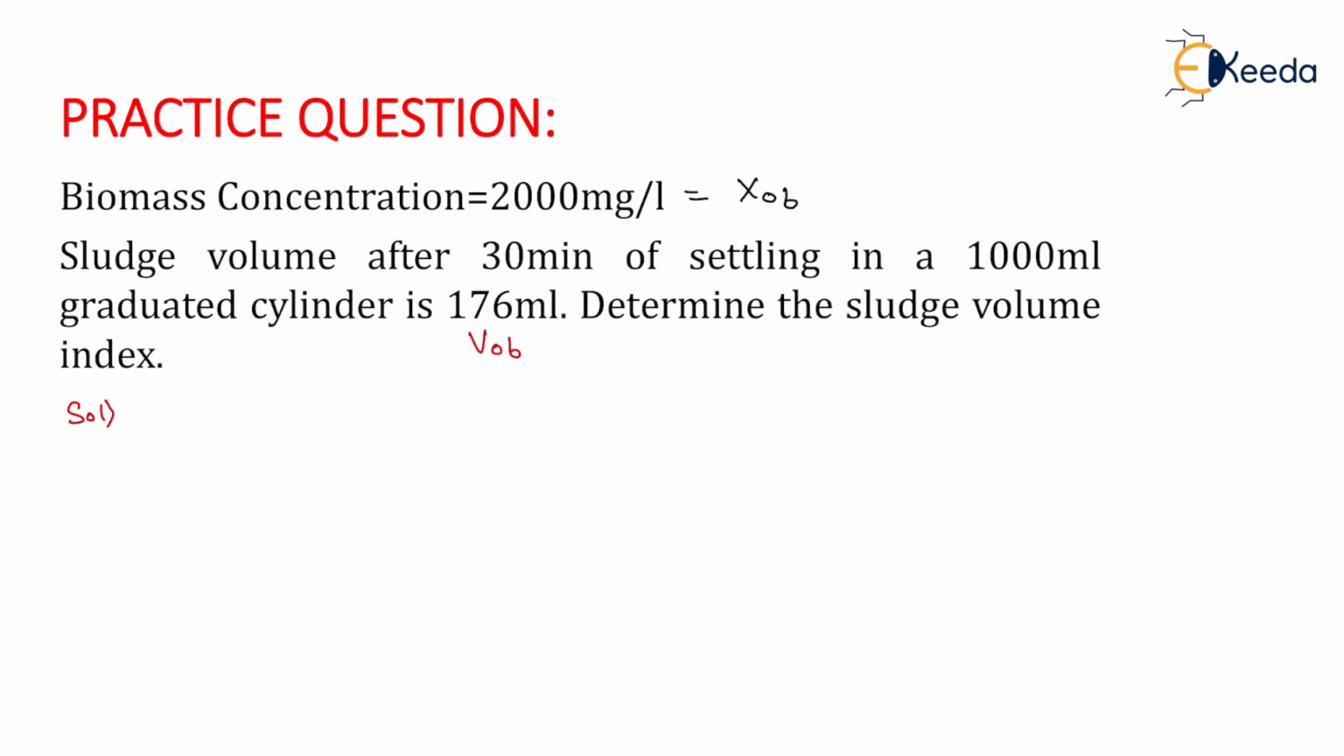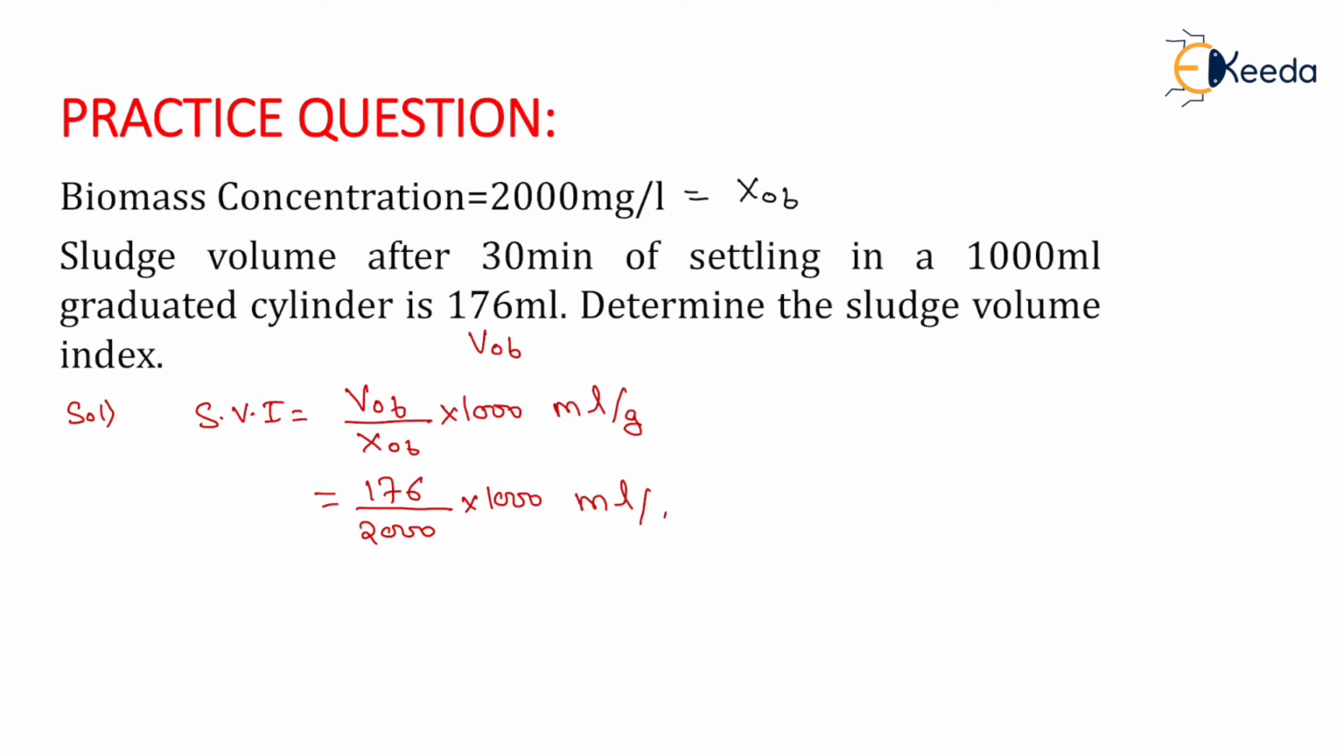Now for the calculation of SVI, we know the formula that it will be the ratio of VOB upon XOB into 1000, and the value will come out in milliliter per gram. Now we know the value of VOB, which is equal to 176 ml. The XOB value is given as 2000 milligram per liter. For the conversion of milligram into gram, we need to multiply by 1000. So that value will be converted into milliliter per gram.